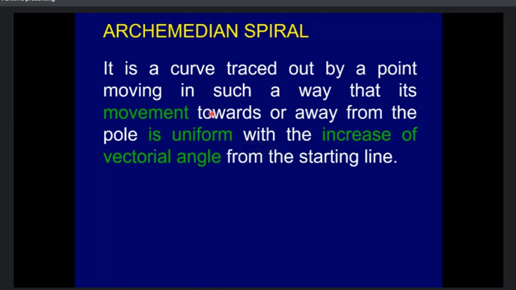The pole is the center point, the center periphery, which is fixed. Okay, and a point can move away from the pole, can transfer from the outer periphery to the inner periphery. But the thing is that the uniform motion must be there. Okay, the movement is uniform with the increase in the vectorial angle from the starting line. What does it mean? That the angular displacement is directly proportional to the linear displacement.